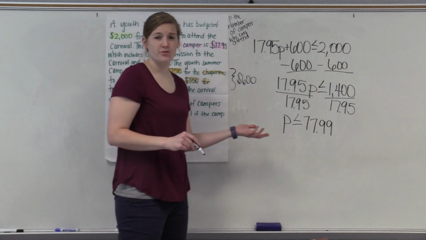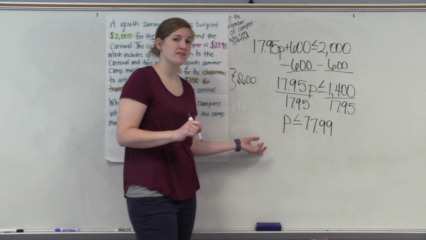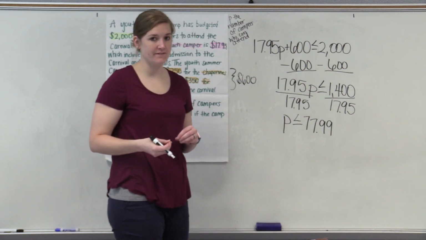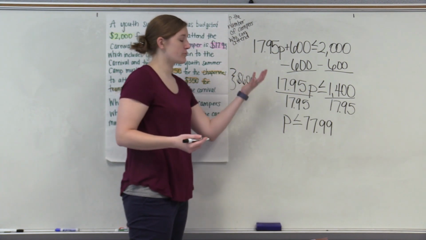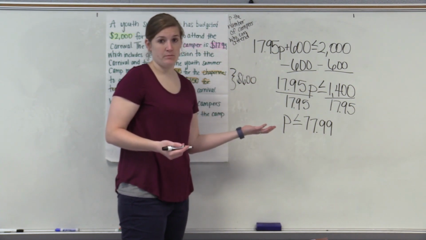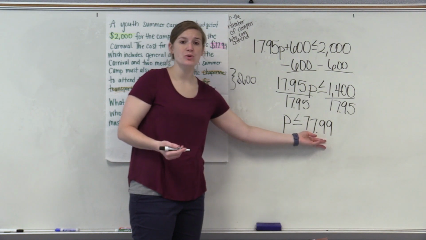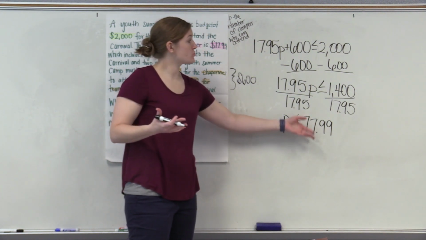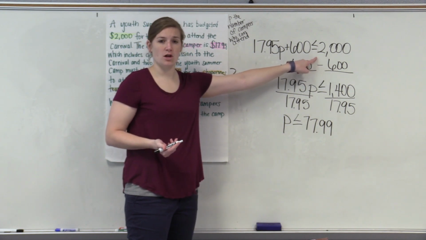So I hope that after you've thought about this one, you came to the conclusion that we're actually going to round down to 77 campers. If we were to round up to 78 campers, which it seems logical to do, if we round up to a full 78 campers, we're going to exceed that $2,000 budget.